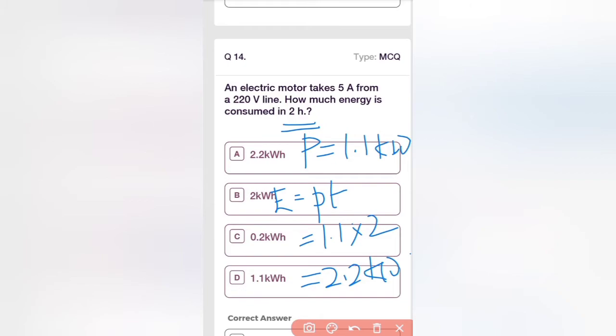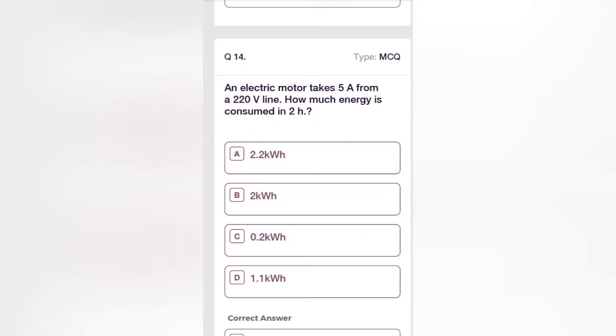Okay, so 2.2 kilowatt hour, which is option A. Option A is the correct answer.